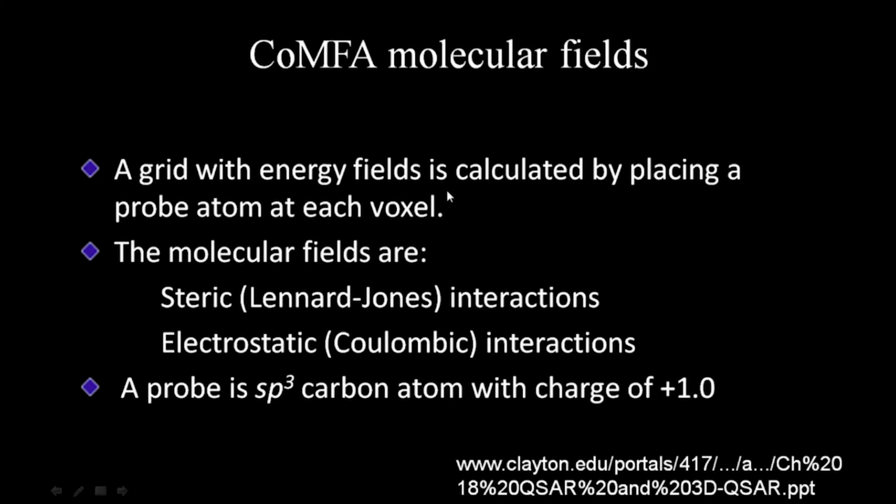A grid with energy fields is calculated by placing a probe atom at each volume. Then you calculate the steric interaction using the Lennard-Jones potential, and the electrostatic interaction using Coulombic interactions. So the probe could be an sp3 carbon atom with charge plus one. That's the probe. So what are the advantages of this?